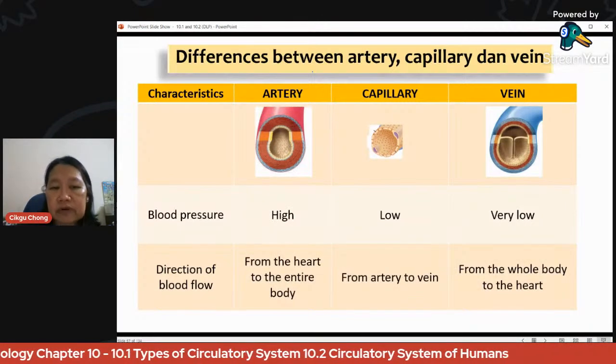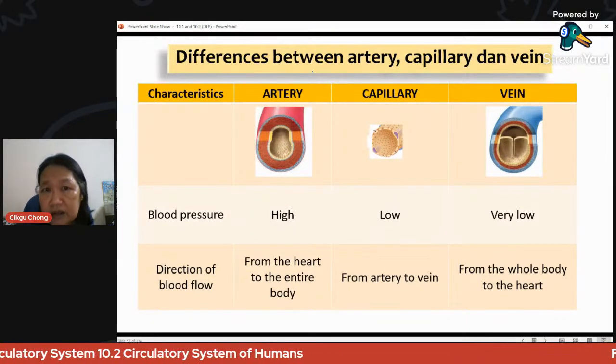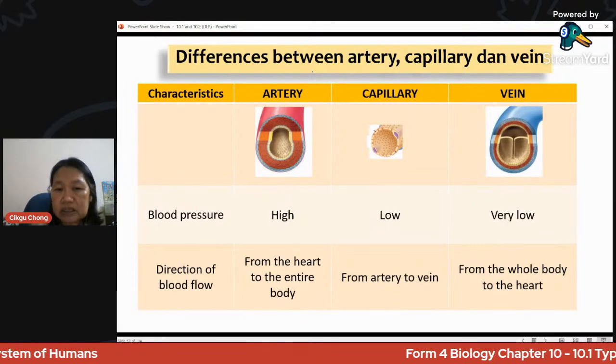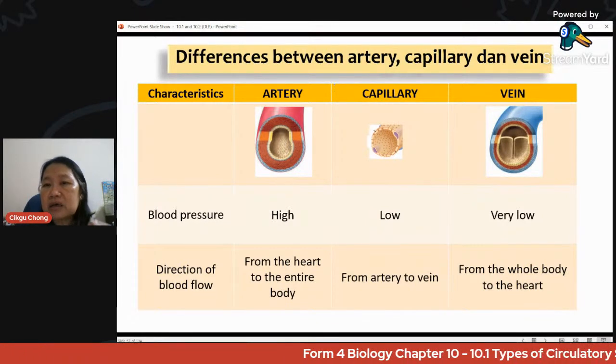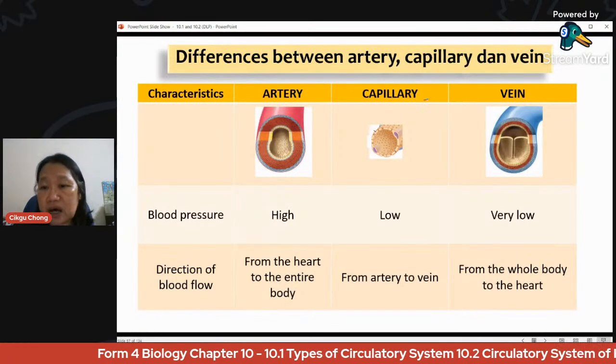Direction of flow: from the heart to the entire body. So the artery carries blood away from the heart. The capillary joins the artery to the vein, so it's in between. And then the vein brings blood back from the entire body to the heart.